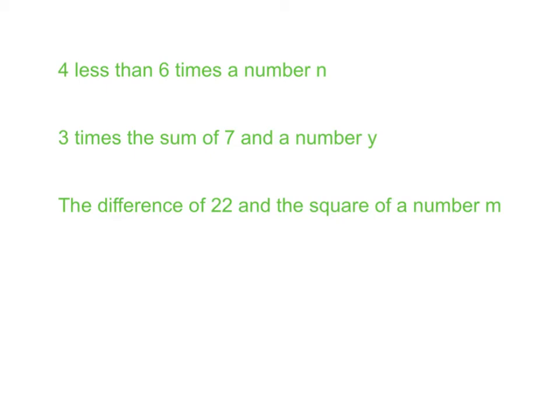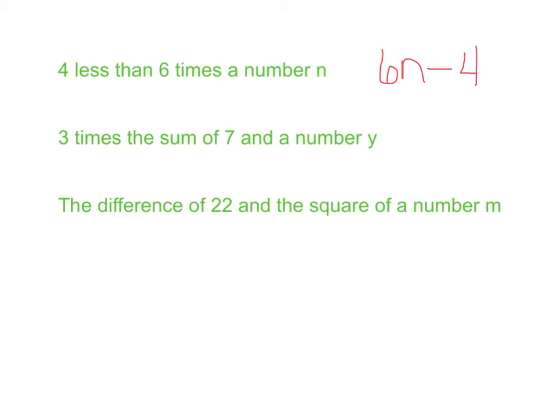Okay, let's take a look at a couple of examples. Here we have 4 less than 6 times a number n. 4 less than, as soon as you see that, you should be thinking, okay, that implies we are subtracting 4 from something. 4 less than what? 6 times the number n. 4 less than 6 times the number n.